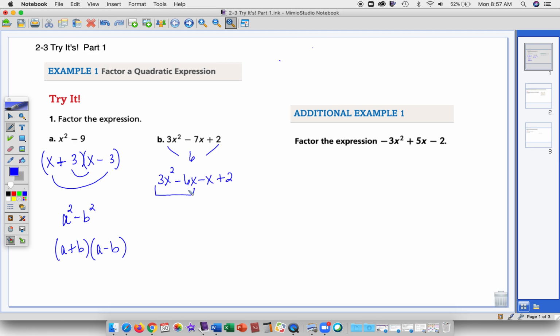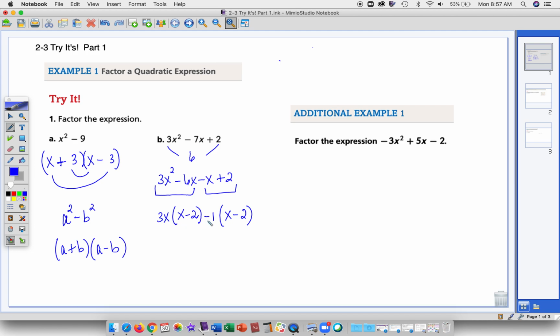So I'm going to group the first two terms, and the GCF of the first two terms is 3x. I'm left with x minus 2. And then for the last two terms, I have minus x plus 2. Remember, I want these quantities to be the same. So I need to change the signs, which means pull out a negative 1. And that will give me a positive x minus 2.